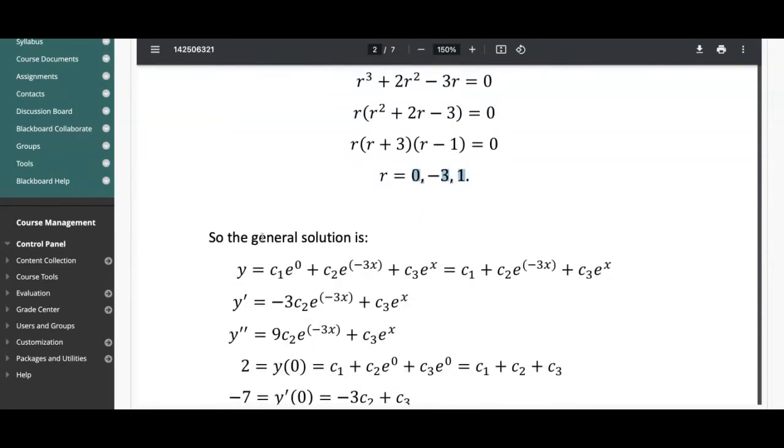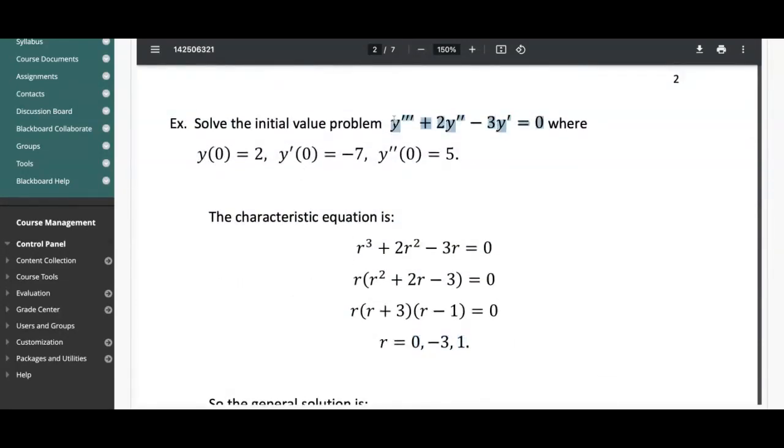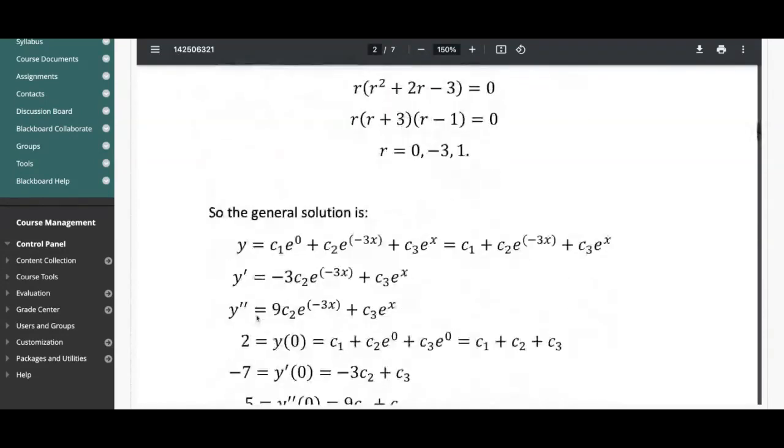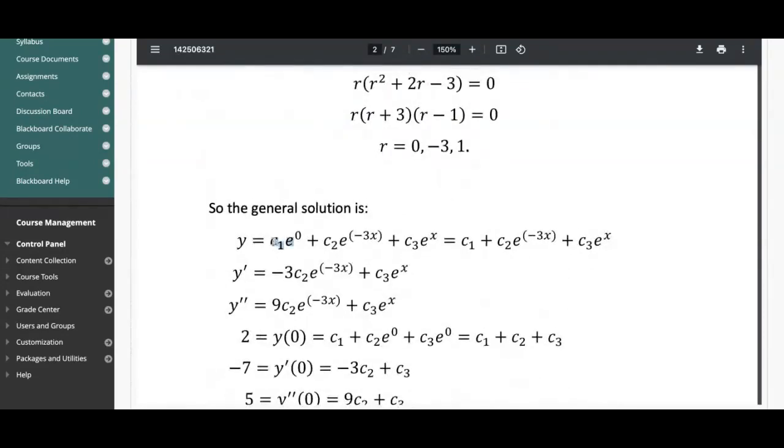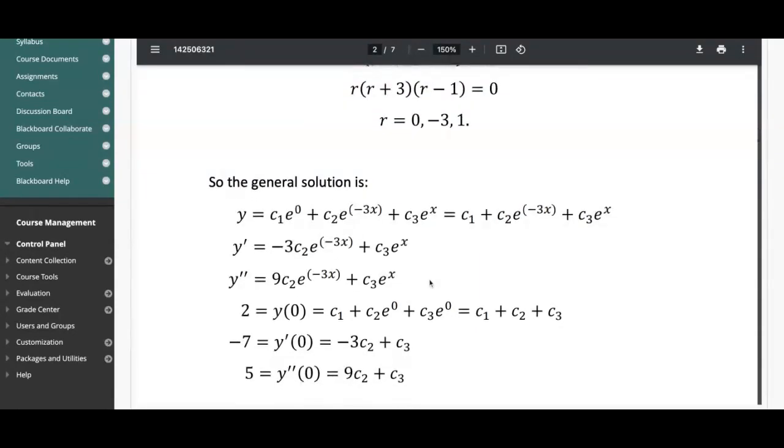Because of the theorem, applying the theorem, the general solution to the third order differential equation is some C1 e to the 0x, some C2 e to the negative 3x, some constant C3 e to the 1x. Simplify, we have this. Because we want to solve the initial value problem, take y prime, the first derivative, we get this. The second derivative, we get this.